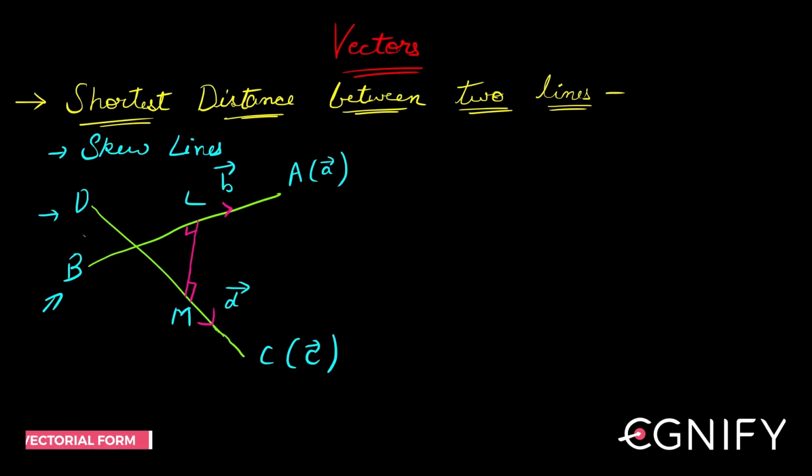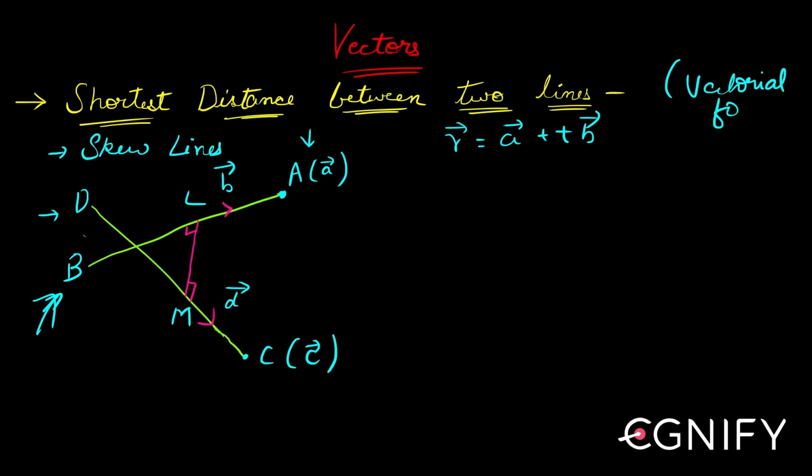So let me write the equations of these two lines. Your first line is r bar equals a bar plus t b bar, because this line passes through this point A and is parallel to the direction of b bar. So it is pointing in the direction of b bar. Obviously it's r bar equals a bar plus t b bar, the vectorial form. I'm dealing with the vectorial form right now.